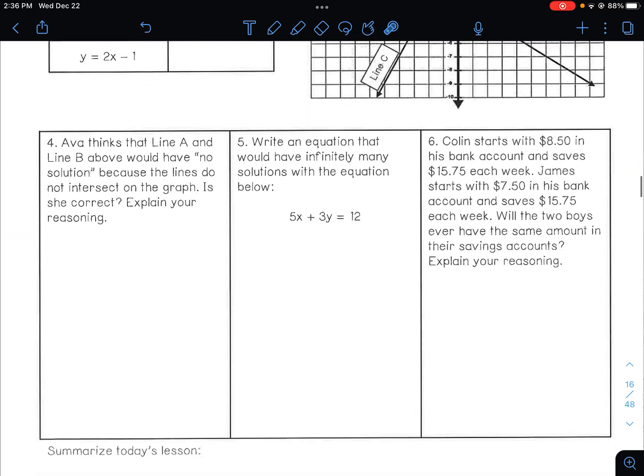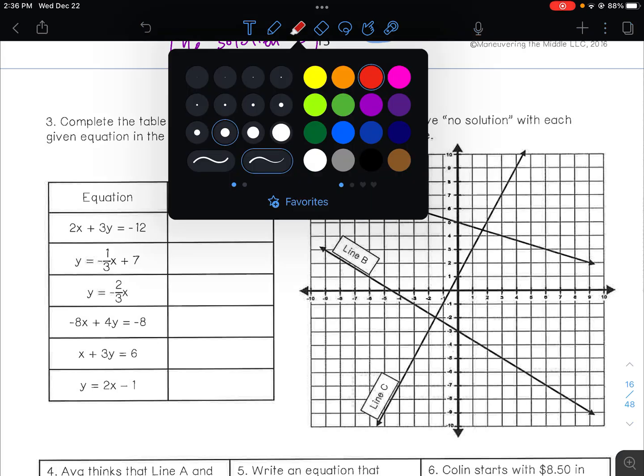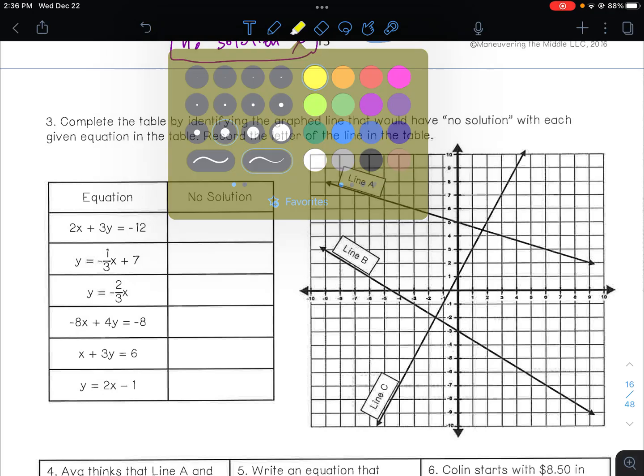Let's go ahead and go to the next page, try number 3. Complete the table by identifying the graph line that would have no solution, which with each given equation in the table, record the letter of the line in the table. So, which of these will have no solution? Now, we need to be reminded, how do we know if we have no solution?